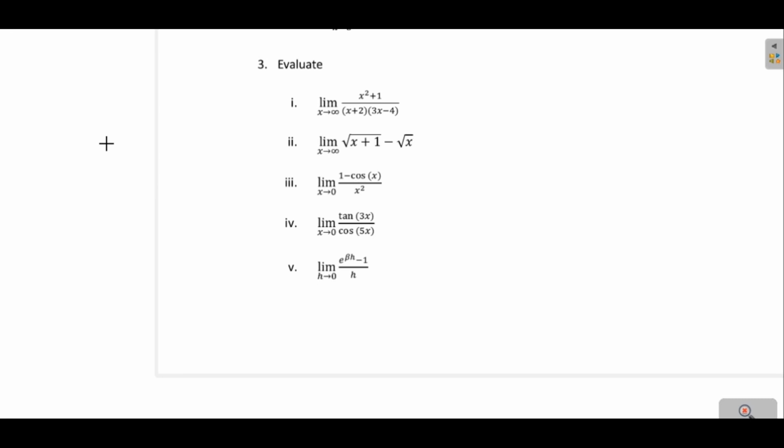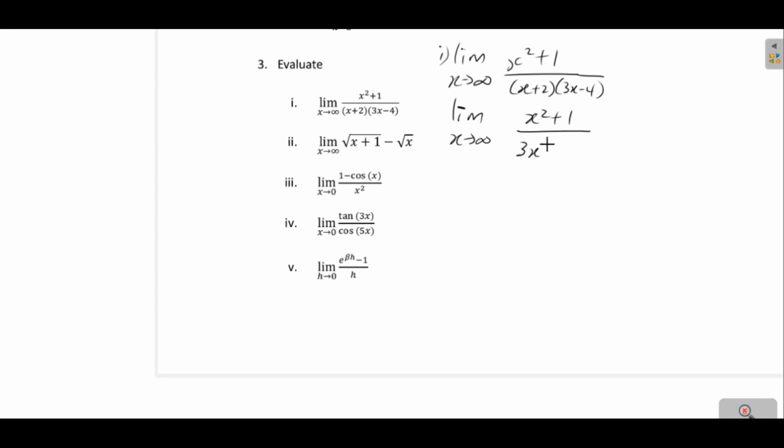So let's begin. In the first question we have to find the limit as x approaches infinity of x squared plus 1 all over x plus 2 multiplying 3x minus 4. Of course, we just need to expand the denominator, right? We can easily expand the denominator. So we have x squared plus 1. Now, x multiplying 3x will be 3x squared. x multiplying negative 4x will be minus 4x. Now 2 multiplying 3x will be plus 6x. Then we have 2 multiplying negative 4, which will be minus 8.